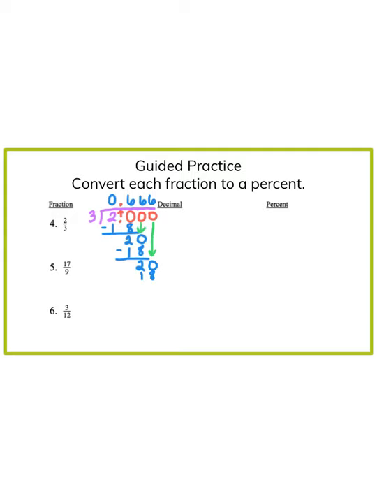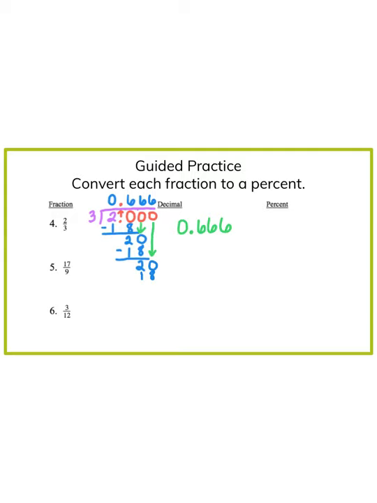Notice how I went 3 digits out with the repeating decimal. When we're converting to a percent, we want to make sure we go at least 3 digits out in our division problem. So my decimal for 2/3 is 0.666 thousandths.